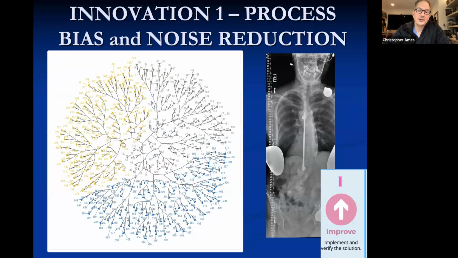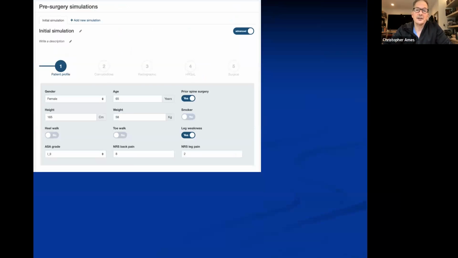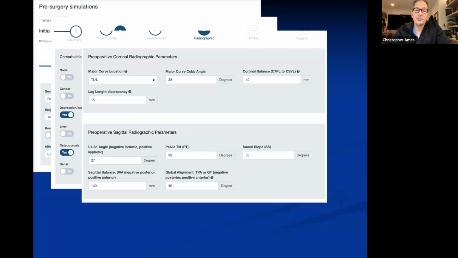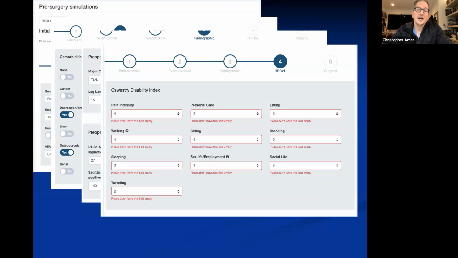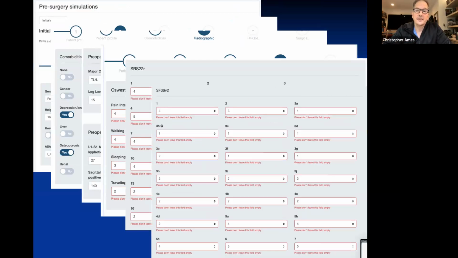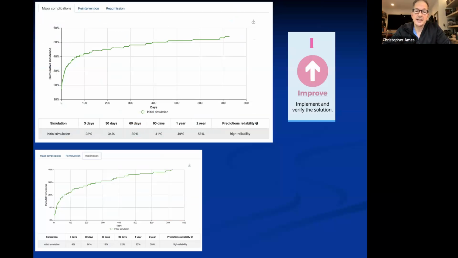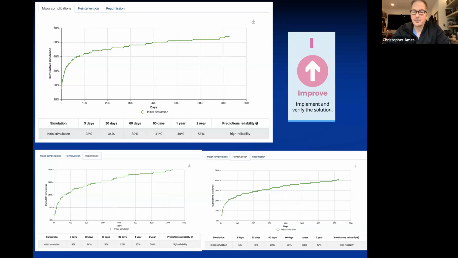So this is how it works. We start off with clustering. That gives us a general classification. It allows us to pull out similar patients from the database. We enter demographic information, radiographic and comorbidity information. And these are just data points that may change over time. And then this is their baseline data. And then we get in real time, after about 5 minutes, an estimation of their complication rate, reoperation rate, readmission rate from 0.0 out to 2 years.